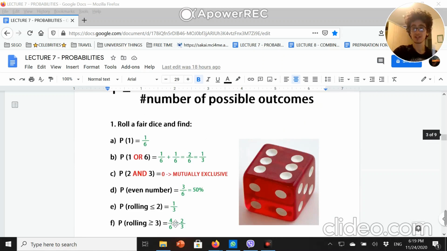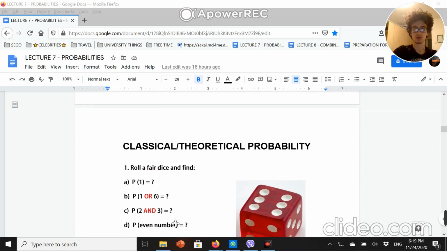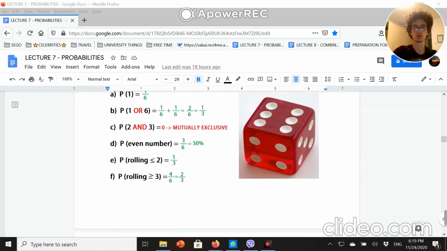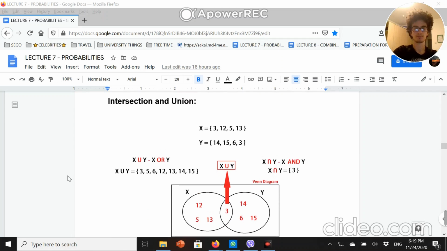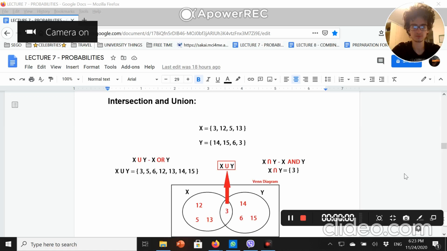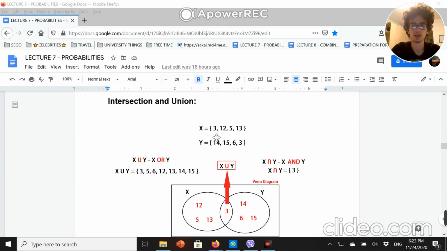When talking about this theoretical or classical probability, I also want to take a moment and talk about intersection and union. So what is intersection and union? And we usually present it as a Venn diagram. So let's take a look at these two sets of numbers. Set X consists of numbers 3, 12, 5, and 13, and set Y consists of numbers 14, 15, 6, and 3. So let's first find their union.